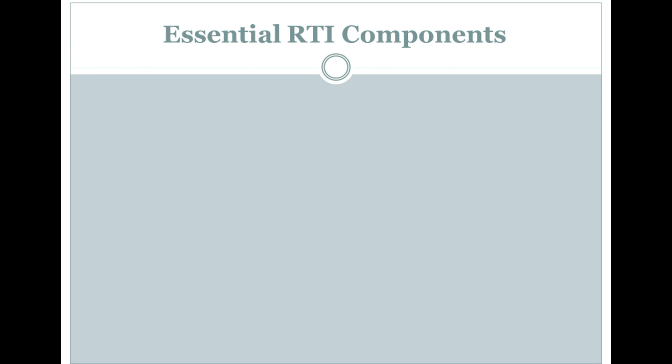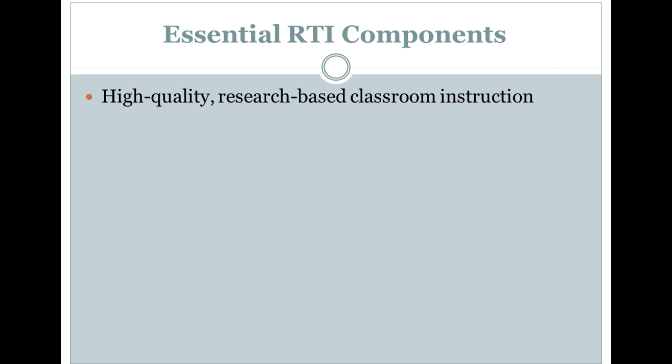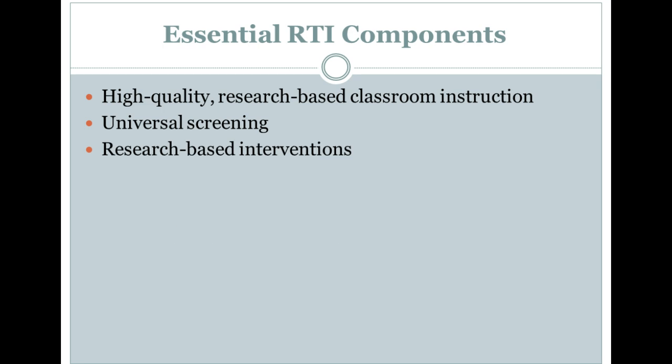So there are essential components to RTI. The first being high quality, research-based classroom instruction. So that is your tier 1 instruction. It must be high quality. Next is universal screening. So you need some universal measure of assessment given to all students. And from there you can determine who is in need of some intervention and what type or level of intervention to provide. At that time, you will provide research-based interventions.